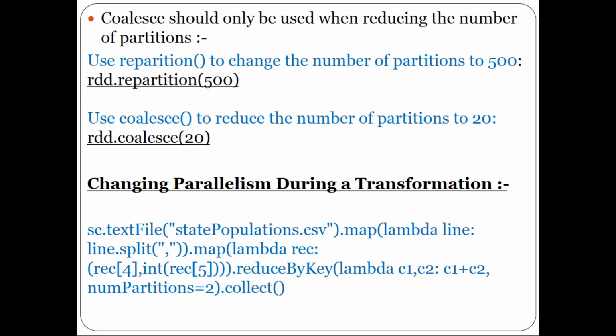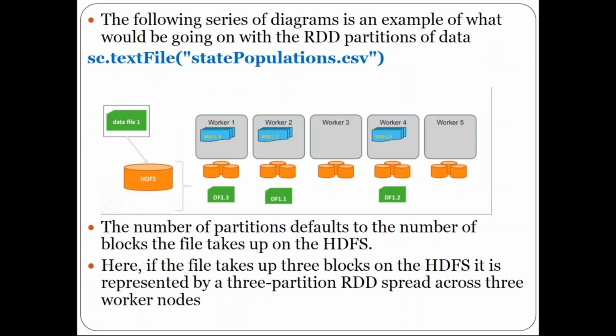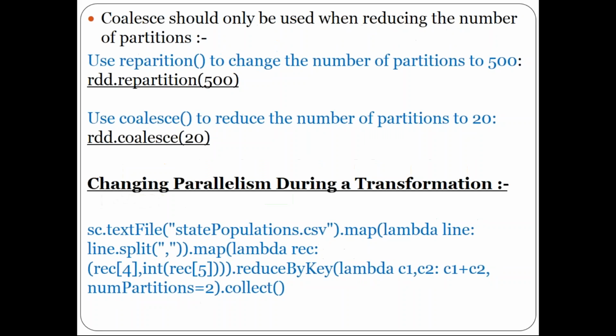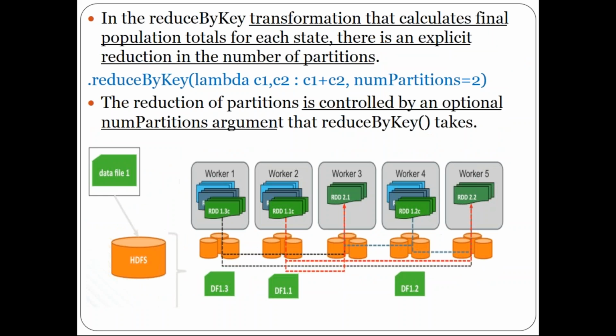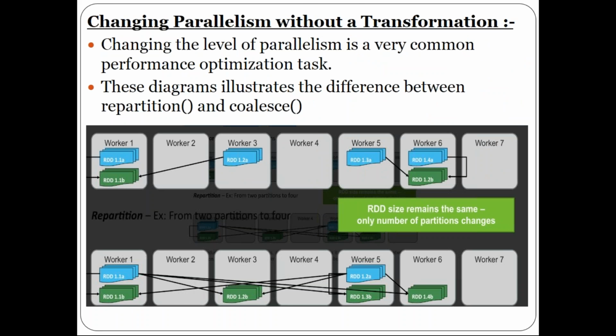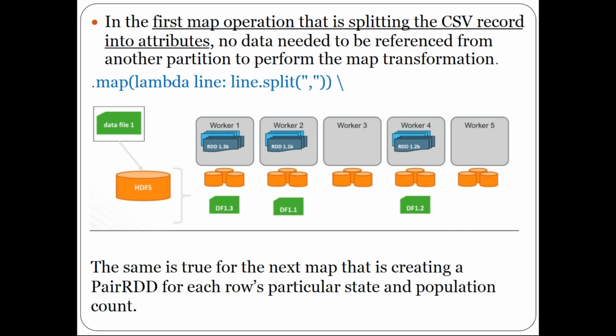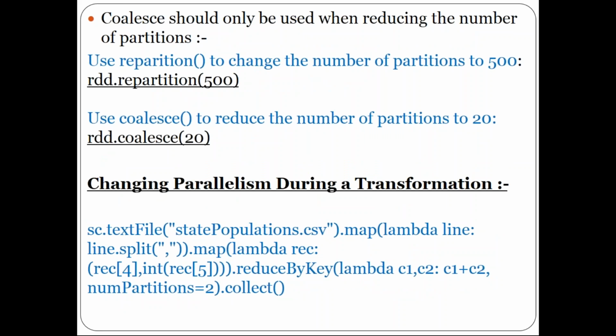Now, changing the parallelism during the transformation. In this diagram, we have already learned how a split works and how you count the transformation. This is the transformation. How you change parallelism for this transformation, I'll explain to you. Now this whole, diagram 1, diagram 2, diagram 3, diagram 4, diagram 5, explains the complete flow of your Spark.